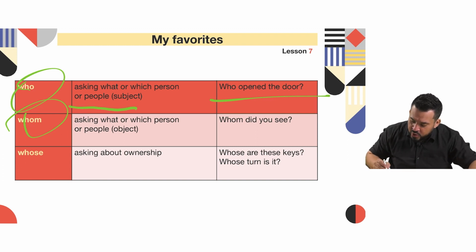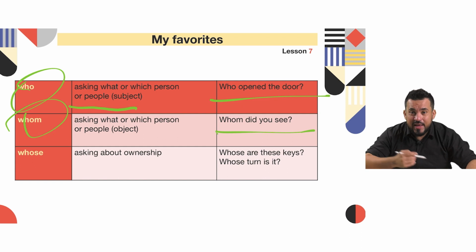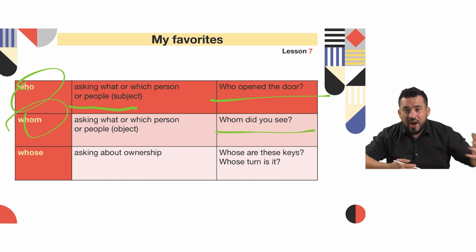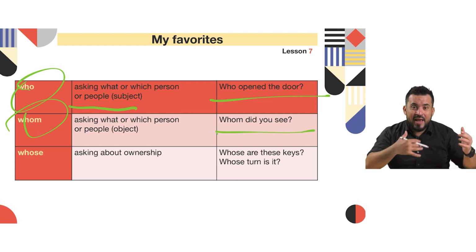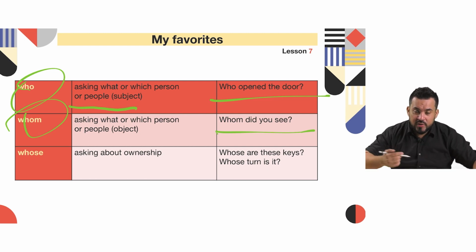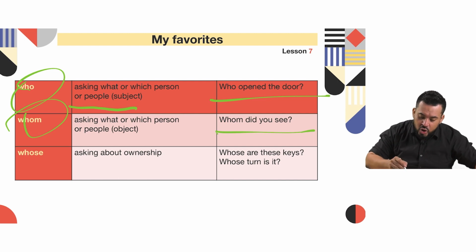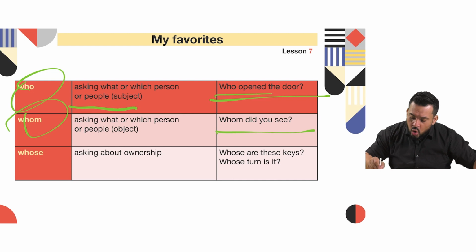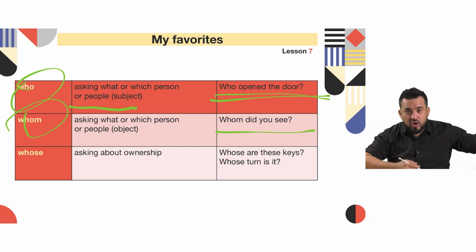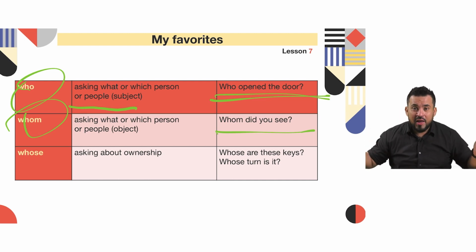Let's see an example here. Whom did you see yesterday? I saw him, or I saw her, or I saw them. It will all be object pronouns. Therefore, I use whom because I'm describing an object. While who is used with subjects. Who opened the door? He opened the door, she opened the door, they opened the door. I'm talking about the subject. Therefore, I use who.